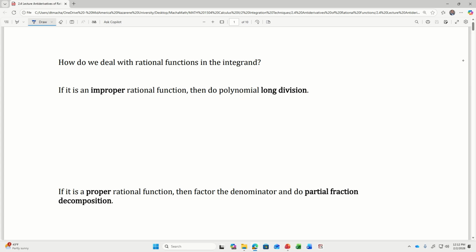Number one, if it's an improper rational function, meaning the degree in the numerator is greater than or equal to the degree in the denominator, then before we start trying to find the antiderivative, we do polynomial long division to it.